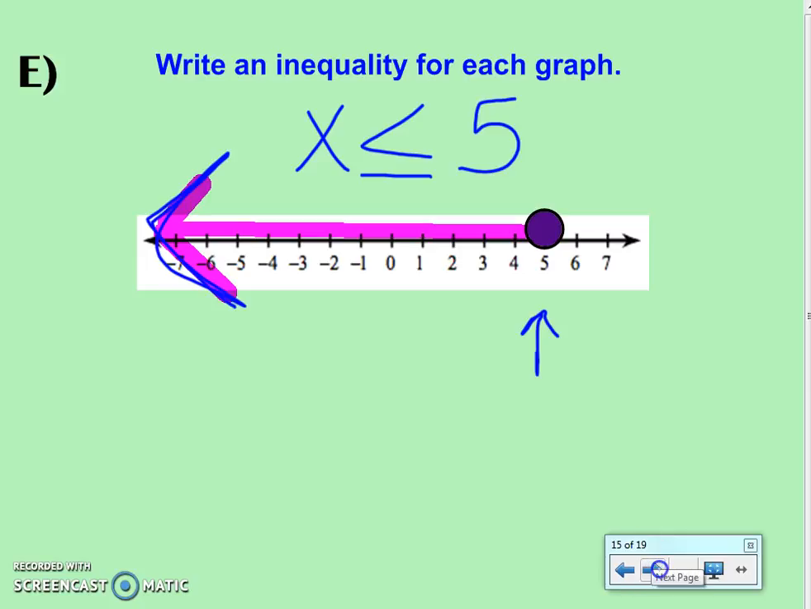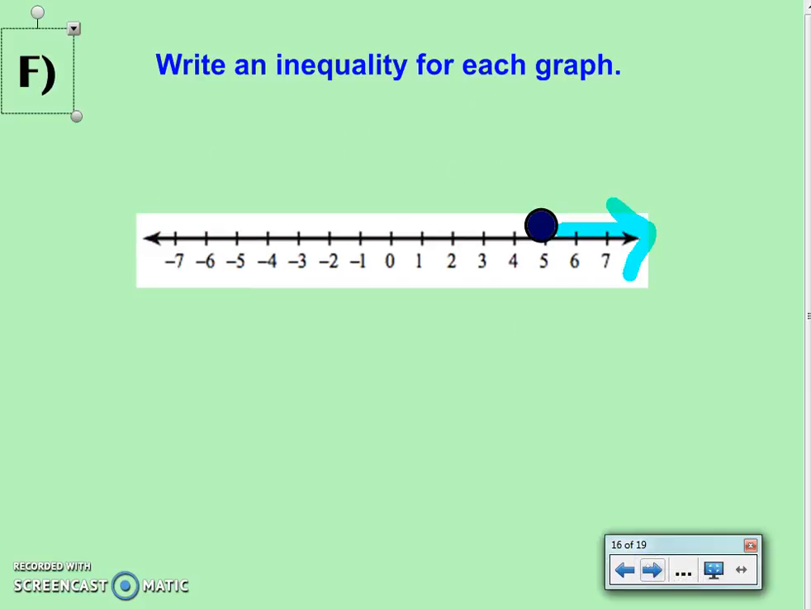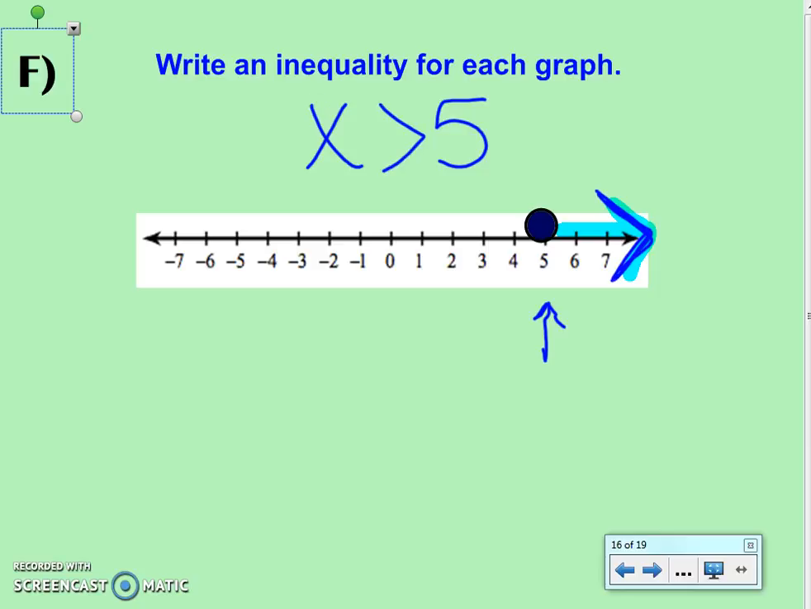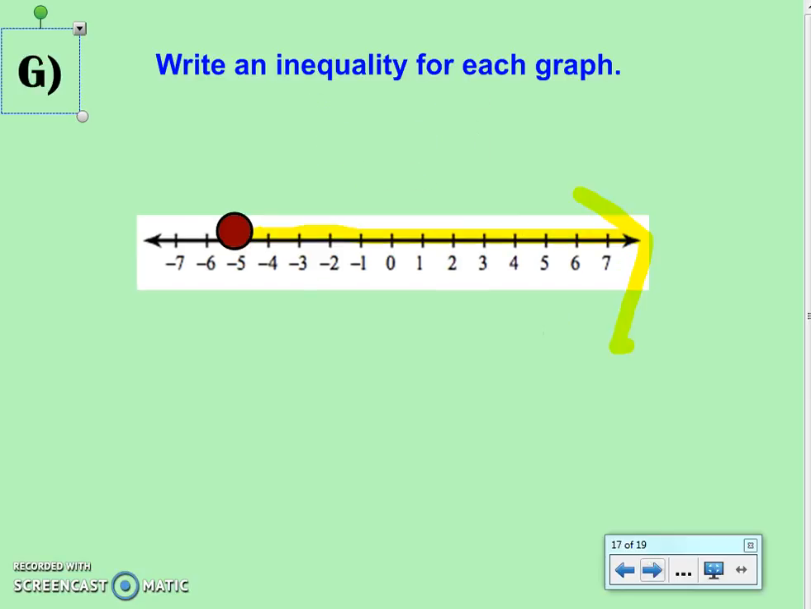Okay, try this one here. Stop and try it, and then check your answers. Okay, let's see what you got. Did you put X, and then the circle's above the 5? Did you trace the arrow with your pencil? And you had a greater than symbol, and because the circle was shaded in, did you put or equals to underneath? Good.